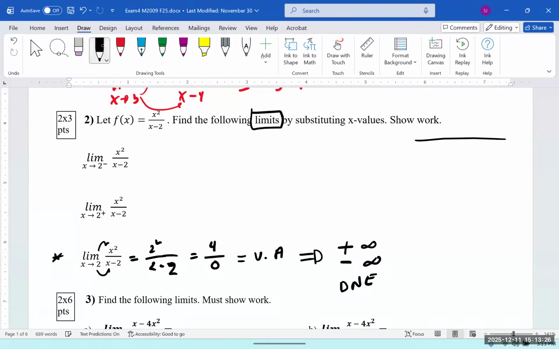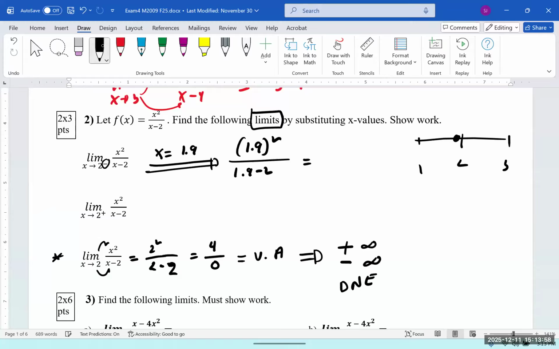So you have 2 here, you have 1 here, and you have 3 here. This one is saying pick a number from the left side of your 2. Somewhere here. Let's say x value is, what number we have on the left of 2? 1.9 or 1.99. Anything is fine. And now let's see what's the y value we get. We have 1.9 square over 1.9 minus 2.